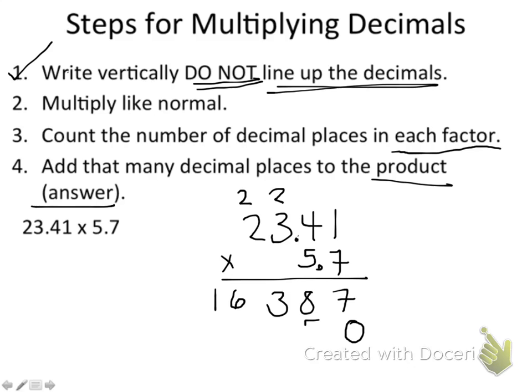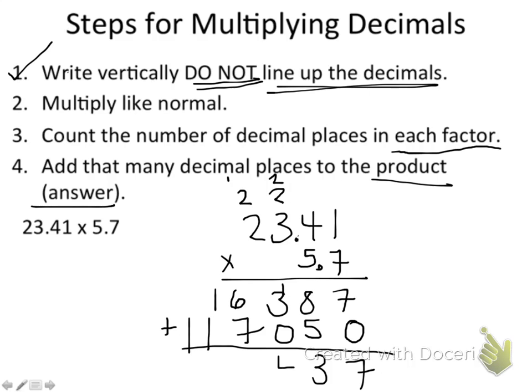5 times 1 is 5. 5 times 4 is 20. 5 times 3 is 15, plus 2 is 17. 5 times 2 is 10, plus 1 is 11. And then we add them together. 7 plus 0 is 7. 8 plus 5 is 13. 3 plus 1 is 4. 6 plus 7 is 13. 1 plus 1 is 2, plus 1 is 3. And then this is just our 1. Awesome. Multiplied like normal. Done.